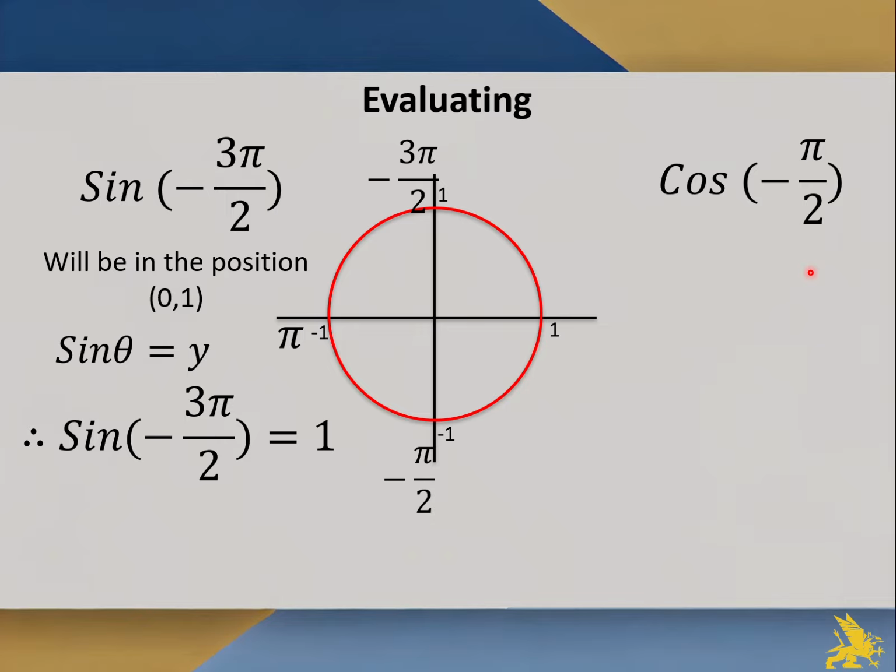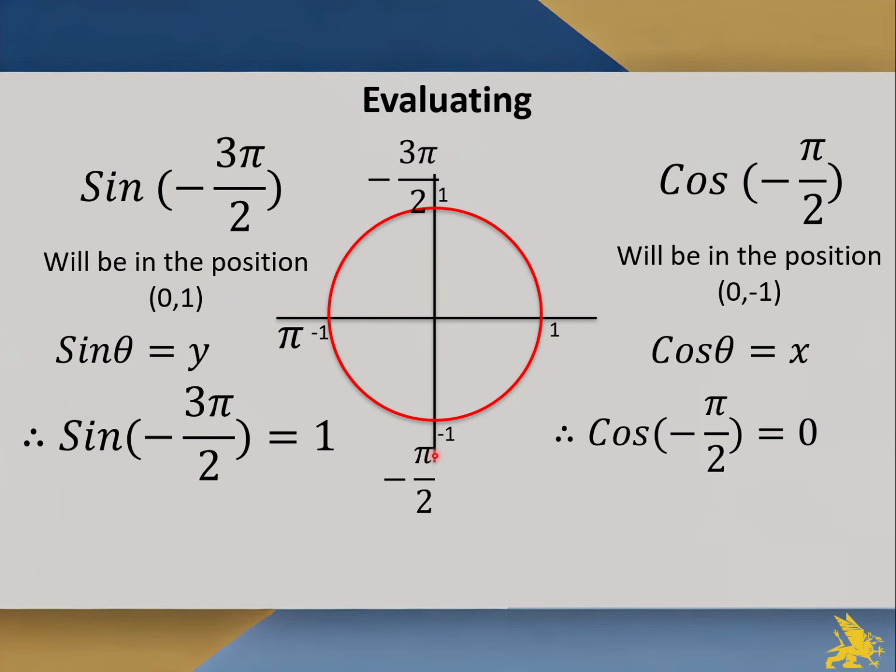If I look at cosine -pi over 2. Again, I'm starting at 0. I'm going down to pi over 2, and that's negative, so that's why I've gone down. My coordinate point here is x is 0, y is -1. We know cosine refers to our x, which means our x value here is 0. So cosine -pi over 2 is equal to 0.